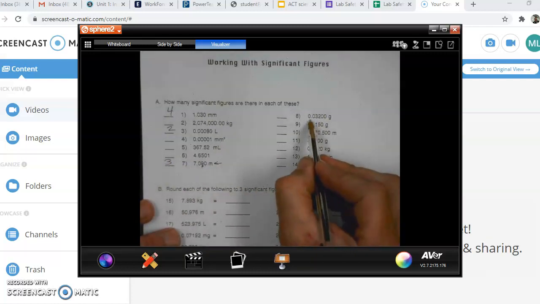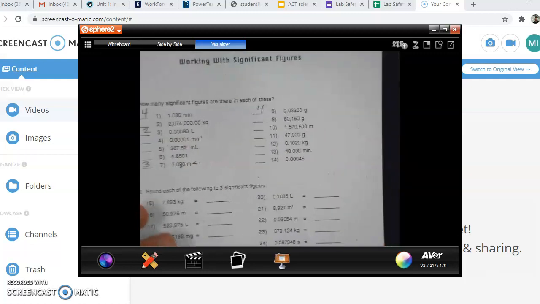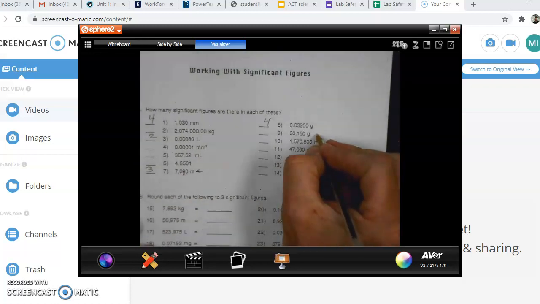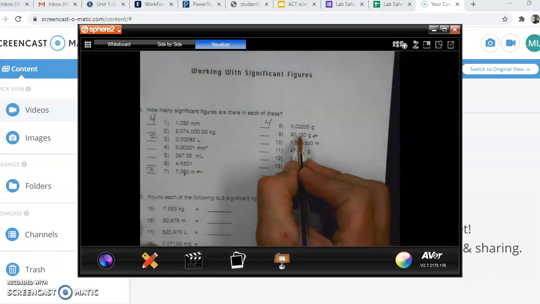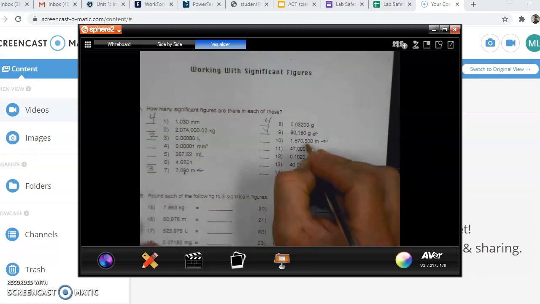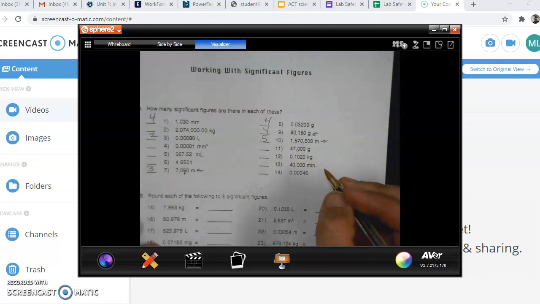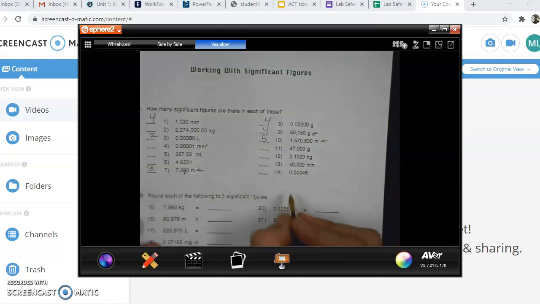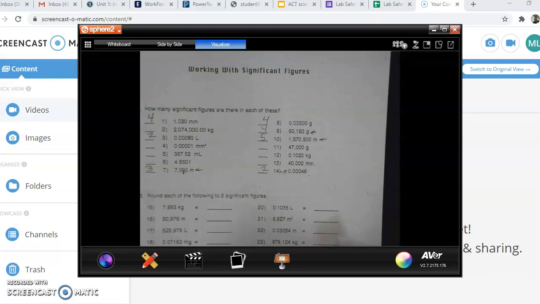Over here. Is the decimal present? Yes. 1, 2, 3, 4 sig figs. 4. Here. No. No decimal. 1, 2, 3, 4. Here, no decimal again. 1, 2, 3, 4, 5 sig figs. Okay, let's do one more. The last one. Decimal, start on the left-hand side. Nothing, nothing, nothing. 1, 2.